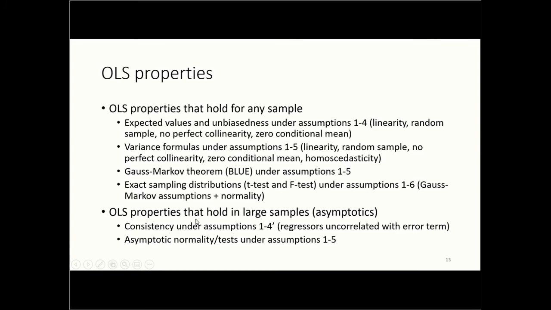Now, OLS properties that only hold in large samples, so that's what we mean by asymptotic, so they're not valid in small samples, are that we have consistency under assumptions 1 through 4 prime, which is that the regressors are not correlated with the error term. This means that we may have bias in small samples, but in large samples we can achieve consistency, which means we can approach the true parameters with large samples. And then we have the asymptotic normality, or the t-tests and the F-tests, under assumptions 1 through 5.